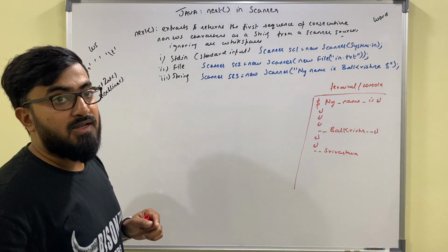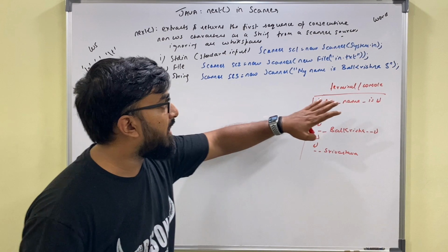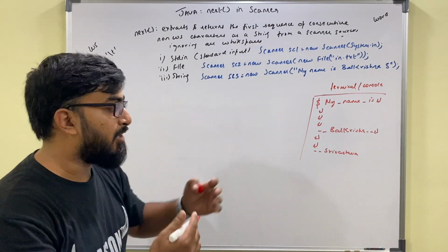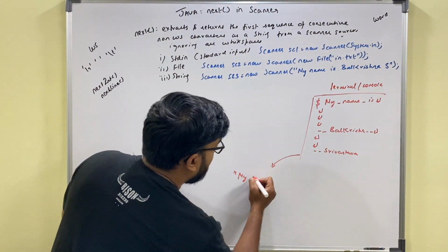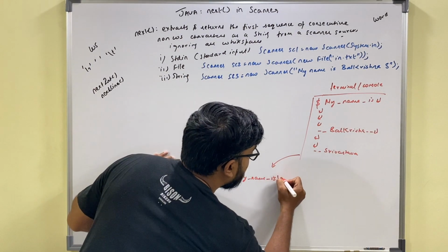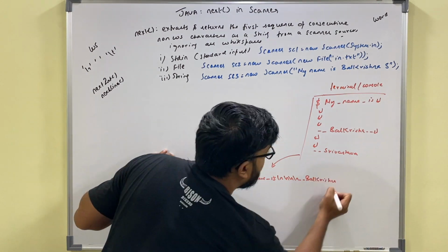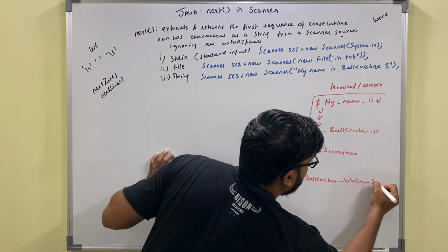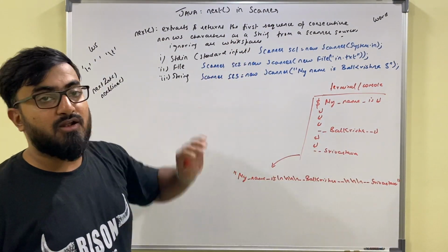I'm creating a scanner object that reads from standard input, and to that standard input I'm providing this input. Whatever input you provide to standard input basically goes as a string to this scanner object, which is then read as input. If you convert this to a string, the first character is M, then Y, then space, name, space, then a change in line. The change in line character is backslash n, followed by three more change in lines, then space, space, Balakrishna, and so on through Srivastava. So this input goes as this string into your scanner object.